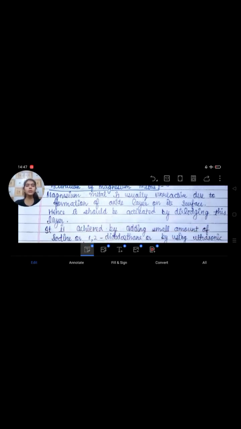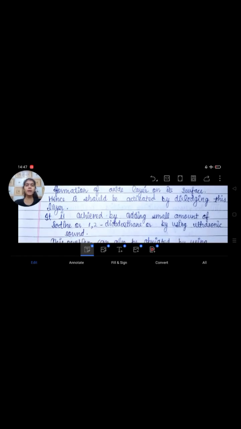Now we will discuss reaction conditions of organometallic compounds. The following precautions should be taken during the synthesis of Grignard reagent. First one is activation of magnesium metal. Magnesium metal is usually unreactive due to formation of oxide layer on its surface. Hence, it should be activated by dislodging this layer.